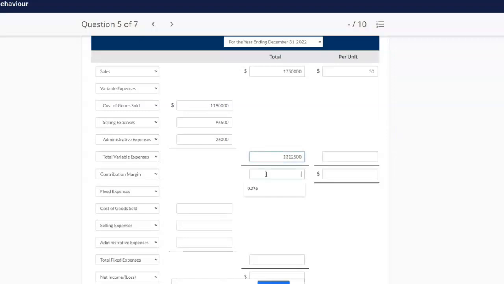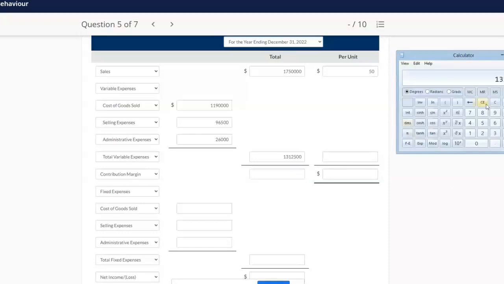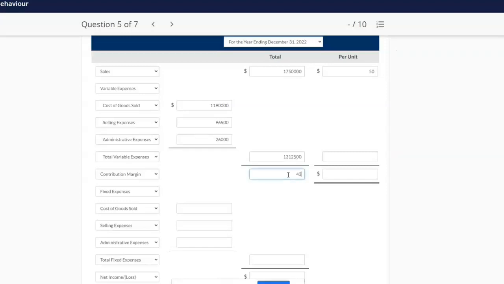Okay, contribution margin should be, we should subtract 175, 500, 437 500.